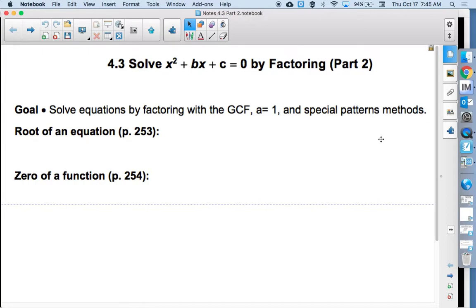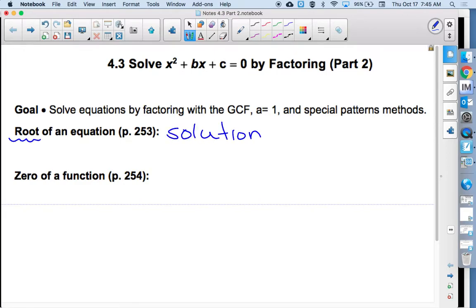So 2 different terms here. We have a root of an equation versus a zero of a function. And in a sense, they are the same word. They're equivalent words, but it kind of depends on what you're finding. So a root of an equation is a solution to a quadratic equation. Remember, a solution is the answer for x.